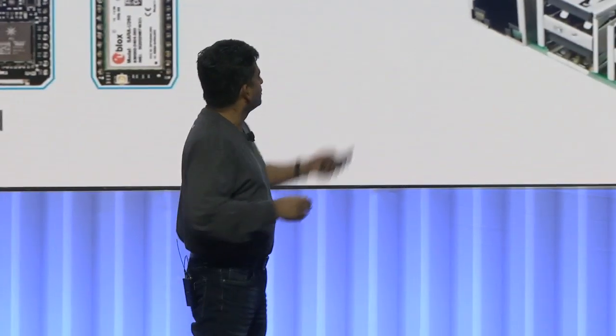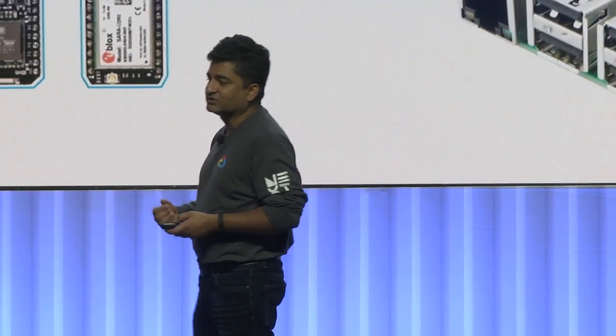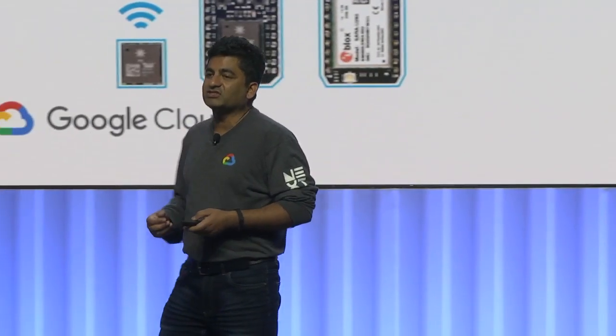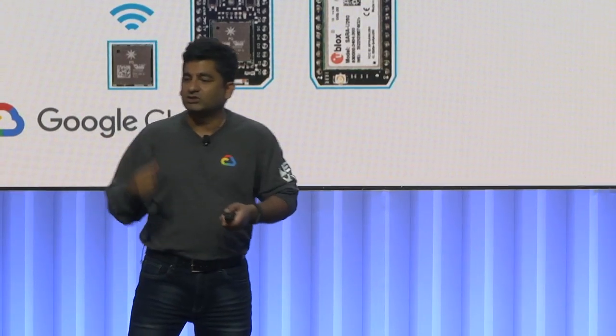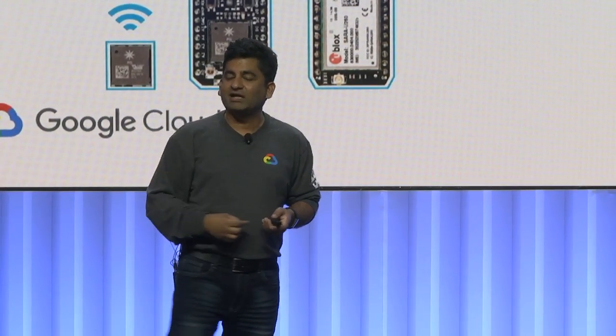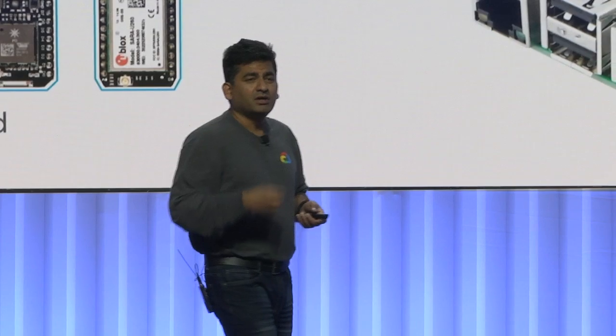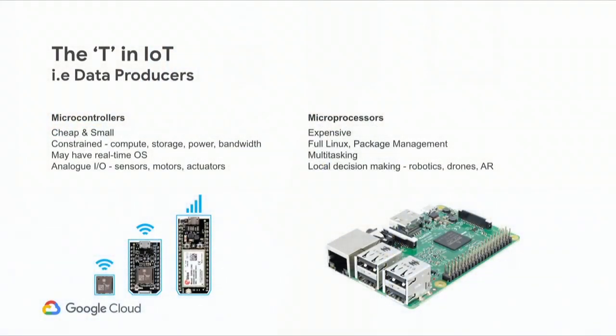A microprocessor, on the other hand, tends to be a little bit more expensive. The Raspberry Pi is a great example of a microprocessor. So, they allow you to install a full-fledged operating system, and they provide features like package management. You can install additional software and stuff, and they also allow multitasking. So, robotics, drones, augmented reality are some typical use cases of where you would use and deploy microprocessors.